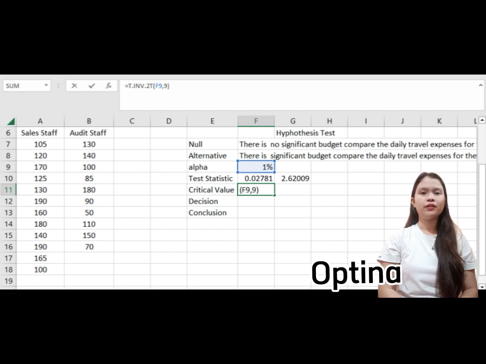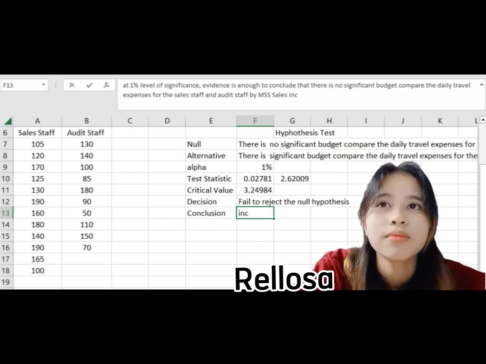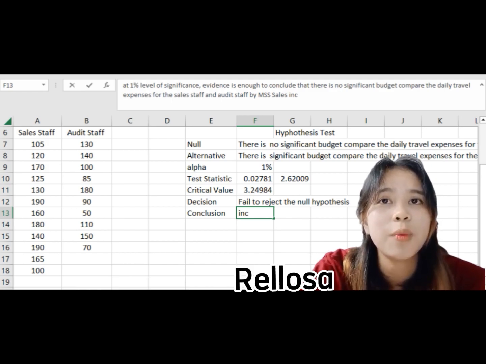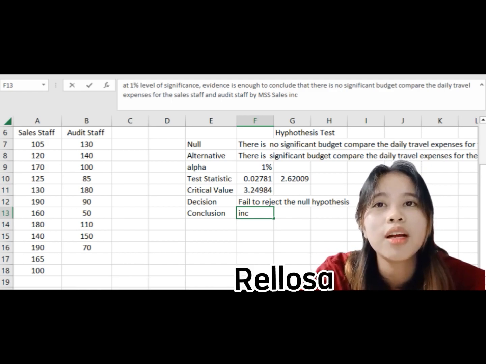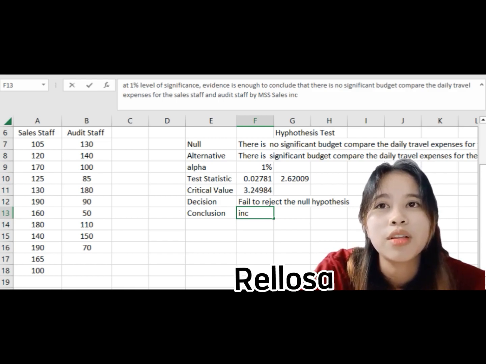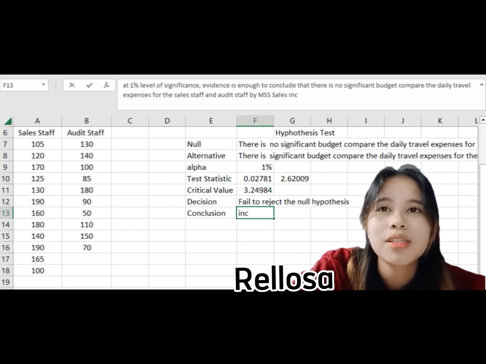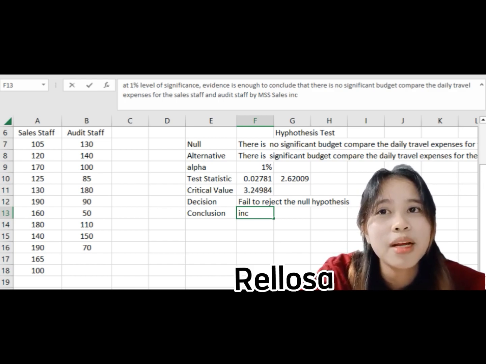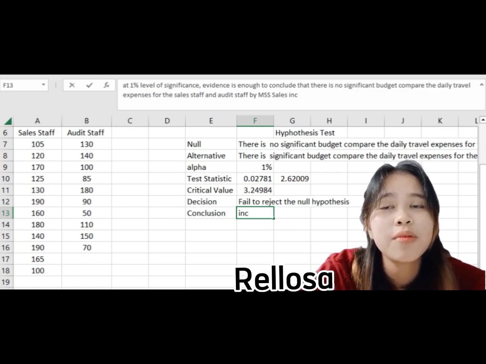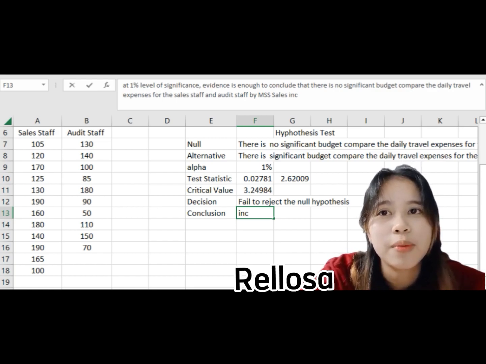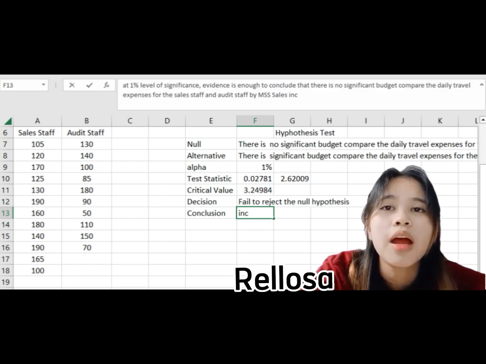And we will now go on to our decision. Looking at our values, we can see that the test statistic is 2.62 and the critical value is 3.25. Based on these two values, 2.62 is less than 3.25, and that means that we fail to reject the null hypothesis. At 1% level of significance, the evidence is enough to conclude that there is no significant difference in daily travel expenses for the sales staff and audit staff by MSS Sales Inc.